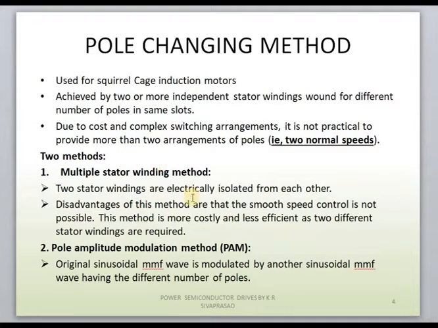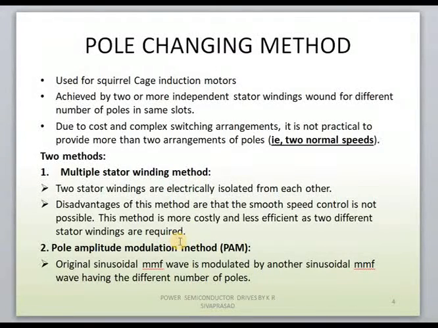Previously, I told you in the third point also, the cost and switching arrangement are very complex, and the efficiency is also less. Smooth operation of speed control is not possible because you have to change by using switches only. You have to change the winding sets. That's why the problem is also with the switching arrangement. Smooth operation is not possible with the multi-motor system. Smooth speed control is not possible with multi-stator windings.